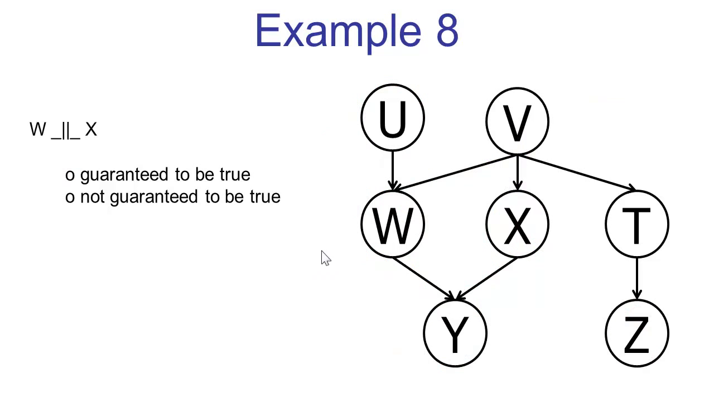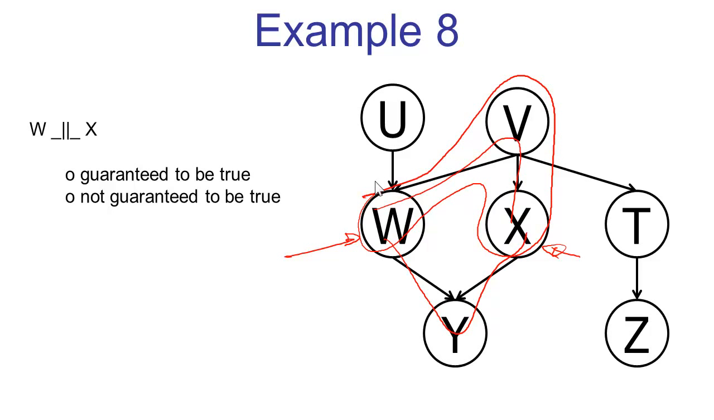Okay, we're asked about two different variables here, W and X. There are two paths connecting W and X. Let's first look at the top path here. This path, WVX, consists of just one triple. This one triple is a common cause with the middle node unobserved. This means this triple is an active triple. It's the only triple along the path, which means the entire path is active.